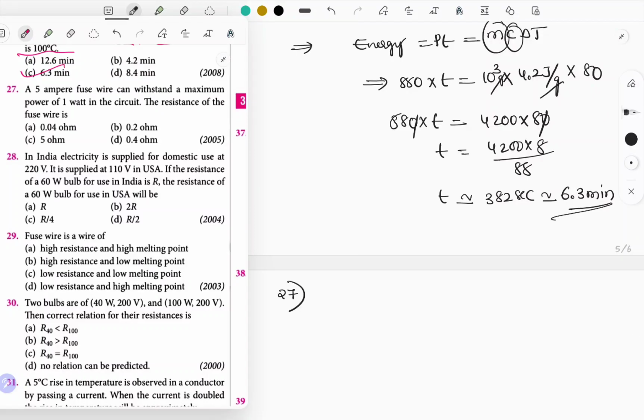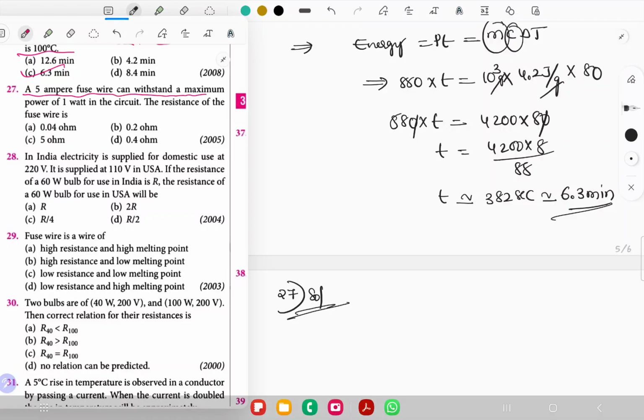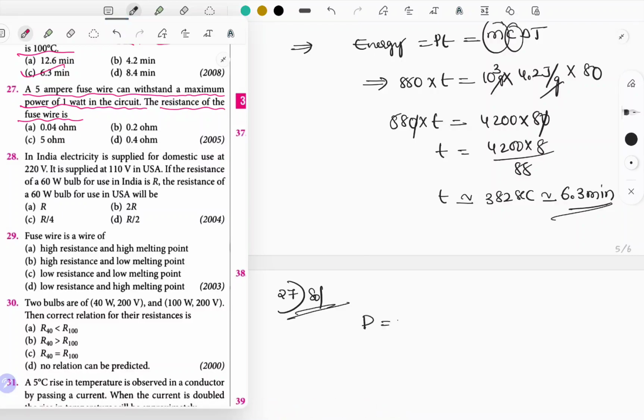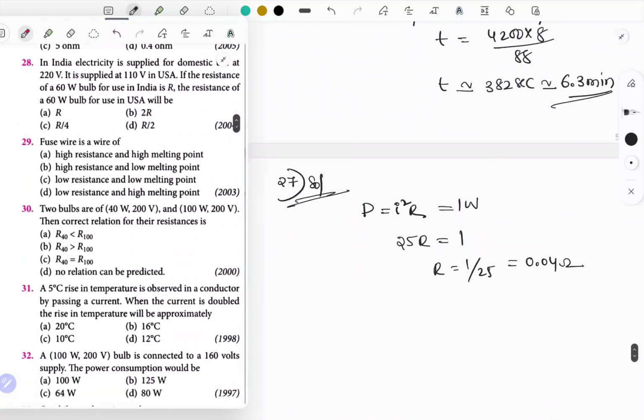Question number 27. A 5 ampere fuse can withstand a maximum power of 1 watt in the circuit. The resistance of the fuse wire is? The formula for power is I square R, which can withstand 1 watt. Current is 5 ampere, so 5 square is 25, into R is equal to 1. Then R is equal to 1 by 25, which is 0.04 ohms. Which option? Option A is the correct answer for question number 27.